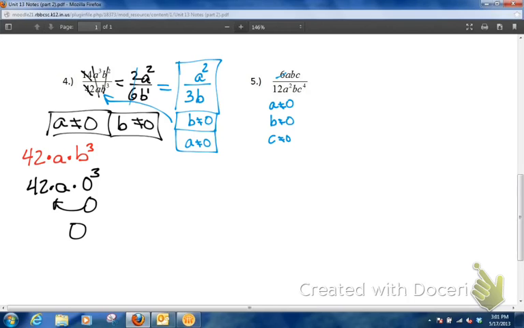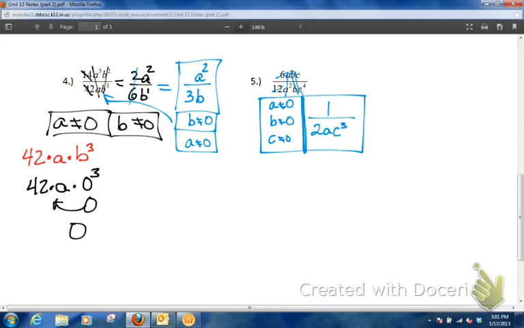So let's go ahead and cancel now. 6 over 12 is going to be 1 over 2. 1a in the numerator, 2 in the denominator. So I'm going to be left with 1 in the denominator. The b's cancel completely. C's, looks like I'm left with c to the third in the denominator. So it looks like my answer here is going to be 1 over 2a c to the third, with my excluded values being a cannot equal 0, b cannot equal 0, and c cannot equal 0.